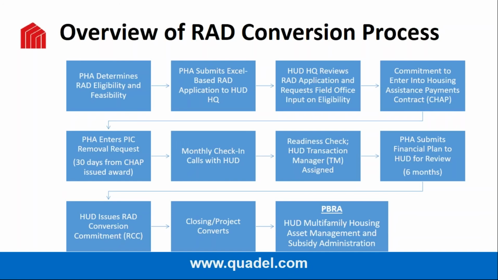After the initial determination of eligibility, and once the resident notifications and resident meetings have taken place and all resident questions have been responded to, PHAs and owners will need to download the actual RAD application from the RAD website and complete the Excel-based RAD application.